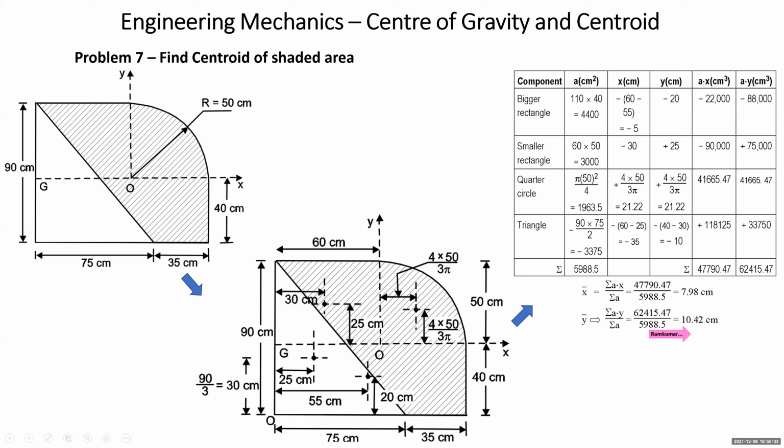In this problem, you need to read the coordinates carefully. The reason is that a number of coordinates are negative. Do remember only one thing: the x coordinate is measured from the y-axis, right of the y-axis positive, left of the y-axis negative. The y coordinate is measured from the x-axis, above the x-axis it is positive, below the x-axis it is negative.